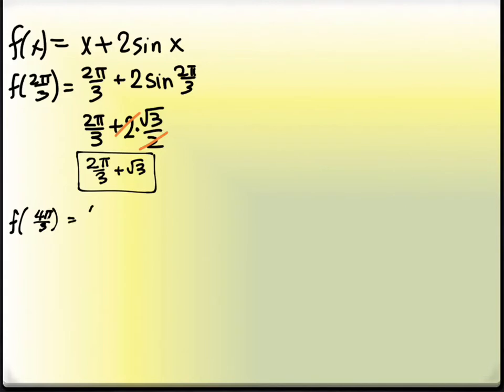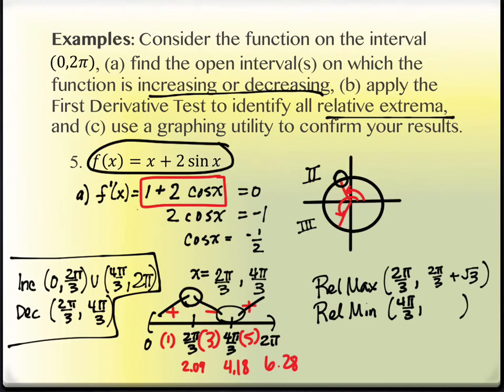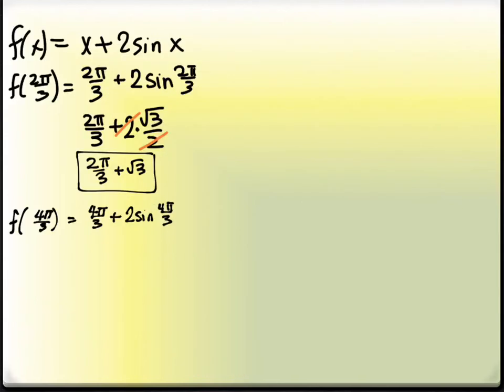So just like before, my x value is 4 pi over 3. I have 2 sine of 4 pi over 3. So from the unit circle perspective over here, that was my location in the third quadrant. What's my sine value right here? Negative square root 3 over 2, right? So I have, we'll not lose our 2 this time, negative square root 3 over 2.